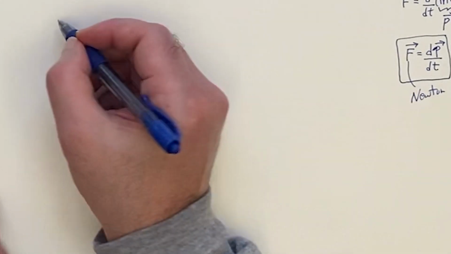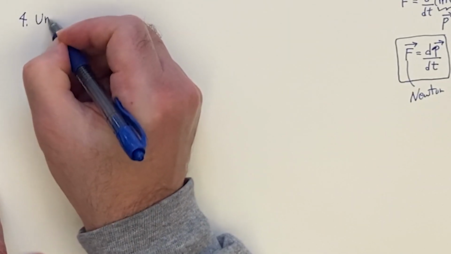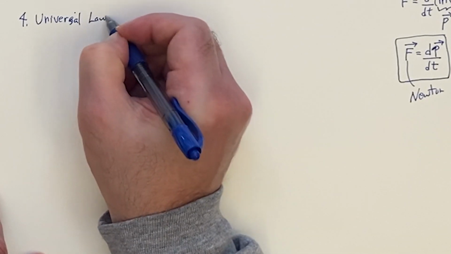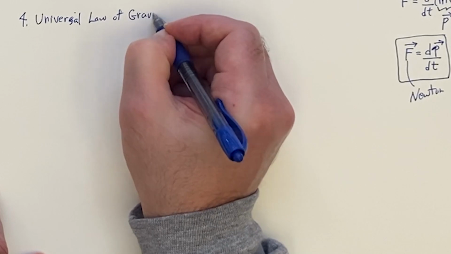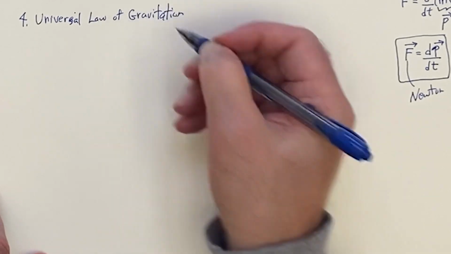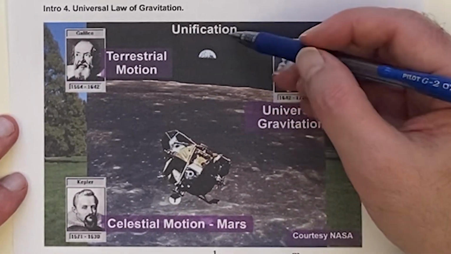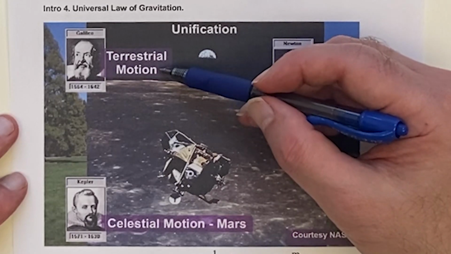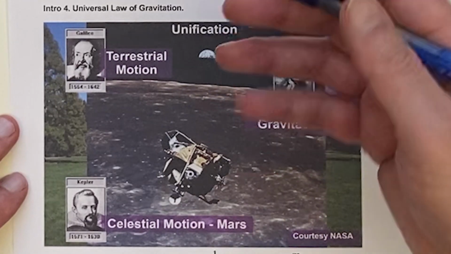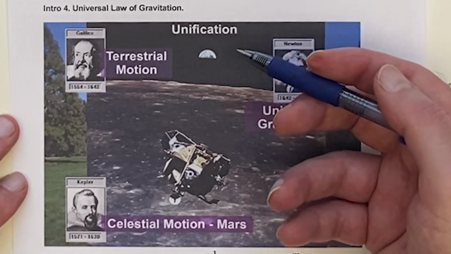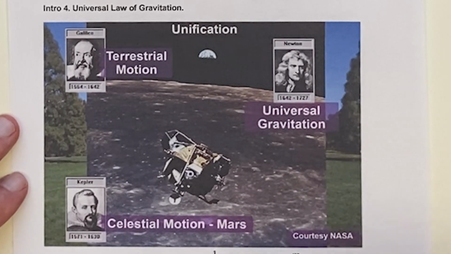Okay, now we go on to Intro 4, and that's the universal law of gravitation. And here we go, a nice little picture from the book. Unification, because what Newton is doing is taking terrestrial motion, which would be your gravity near the Earth, like d is 1/2 at squared, and then he's going to relate that to the celestial motion in the heavens, which is your circular motion, where we saw there was acceleration.